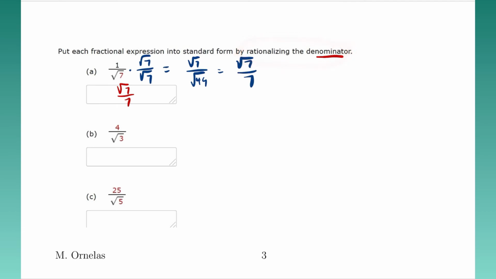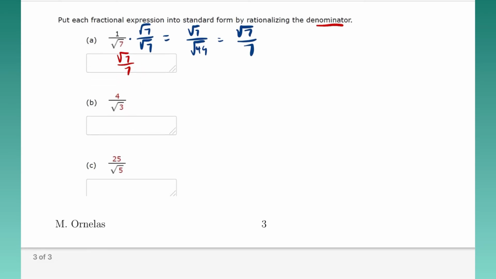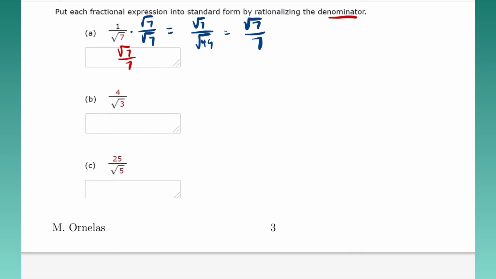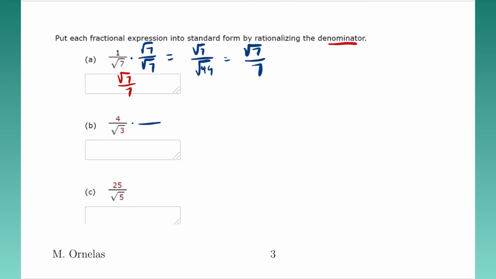The next problem is pretty much the same. You multiply by the square root of 3 this time. The numerator will be 4 square root of 3, and the denominator is going to be square root of 9, which gives us 4 square root of 3 over 3. And similar to up above, we're not allowed to cancel those because this is under a square root and this one is not. So that is our final answer, 4 square root 3 over 3.